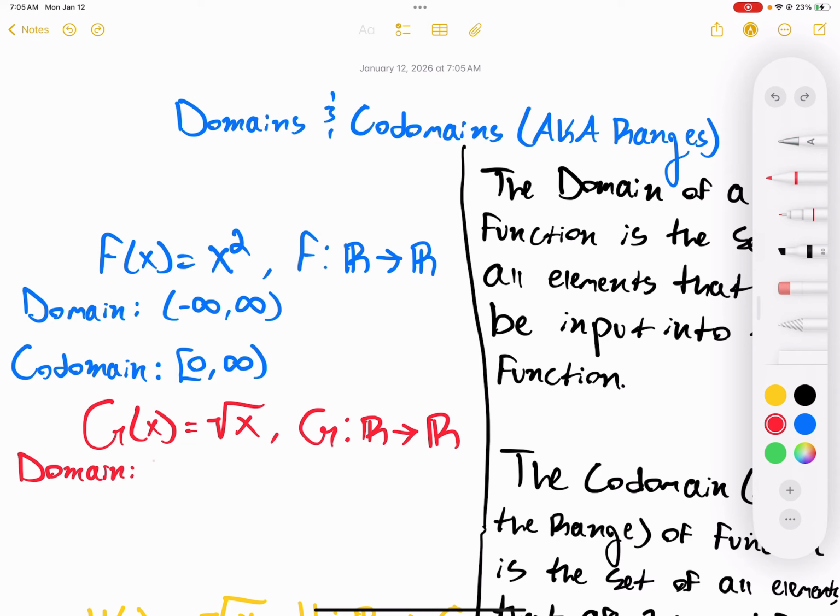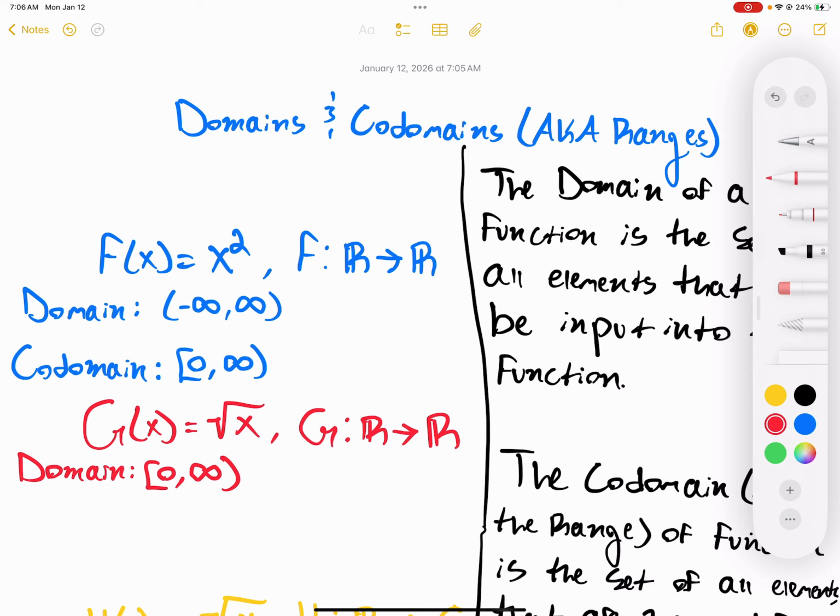And so our domain is going to be all the non-negative numbers, from 0 to infinity. Now, what is our output going to be? What is our codomain going to be?